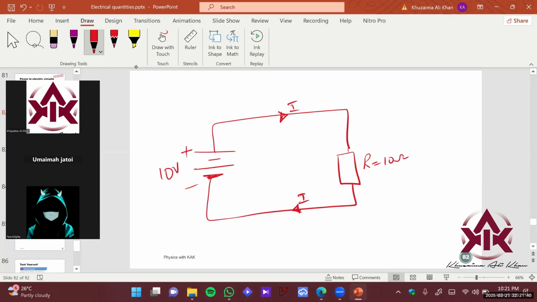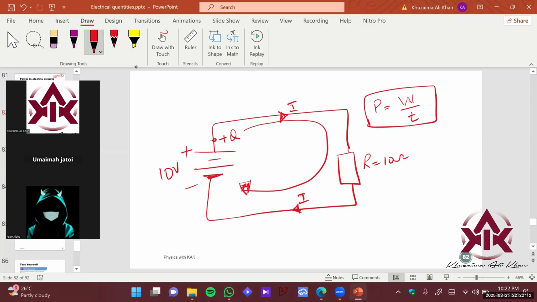right? And just imagine a charge plus Q, let's say. It is moving throughout the circuit, right? It travels a certain distance per unit time. So a similar concept can be applied over here. The power is basically the work done by the battery to move a positive charge around the circuit in a certain amount of time, right? This is the power definition over here.